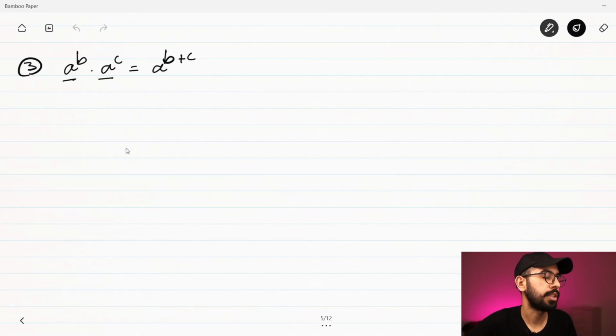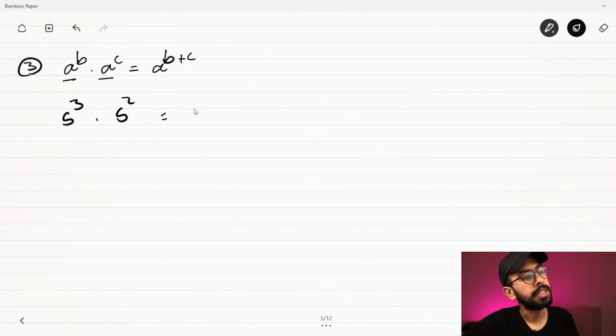Now let's jump to the number 3. The law number 3 is when we have two bases that are the same, but they are raised to different powers. Let's take an example. If we have 5 to the power of 3 multiplied by 5 to the power of 2, the answer will be 5 to the power of 3, we add this power to the other power of 2, it will be 5 to the power of 5.